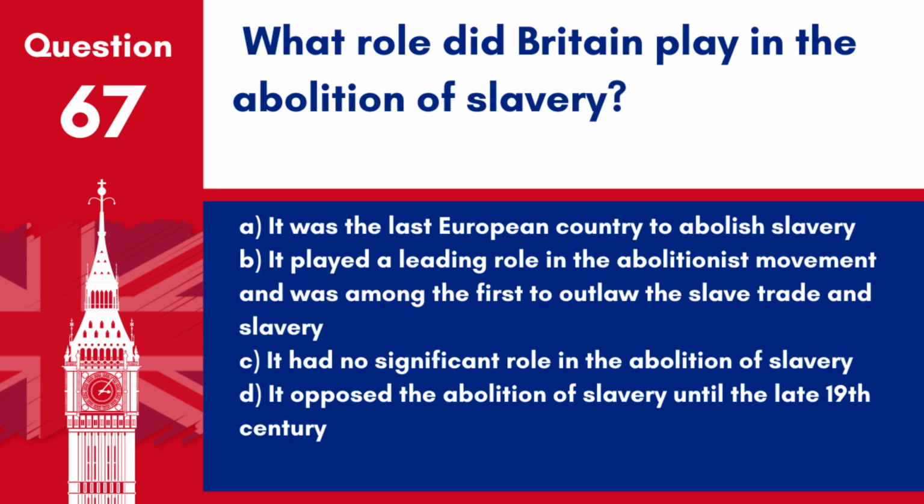Question 67. What role did Britain play in the abolition of slavery? A. It was the last European country to abolish slavery. B. It played a leading role in the abolitionist movement and was among the first to outlaw the slave trade and slavery. C. It had no significant role in the abolition of slavery. D. It opposed the abolition of slavery until the late 19th century.